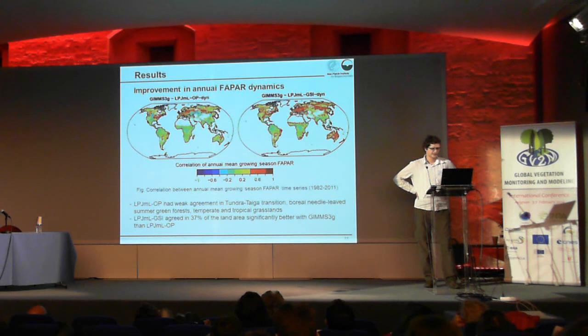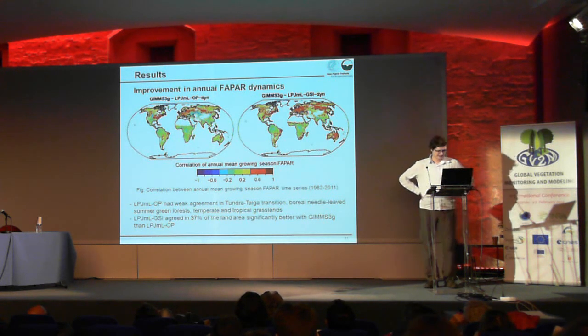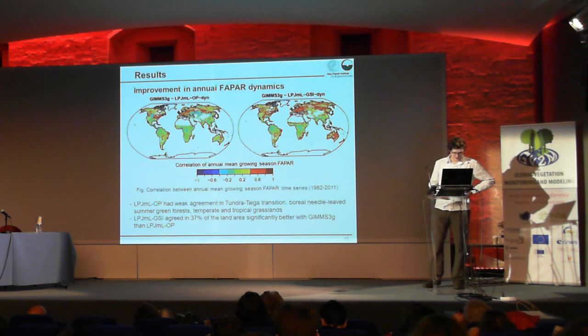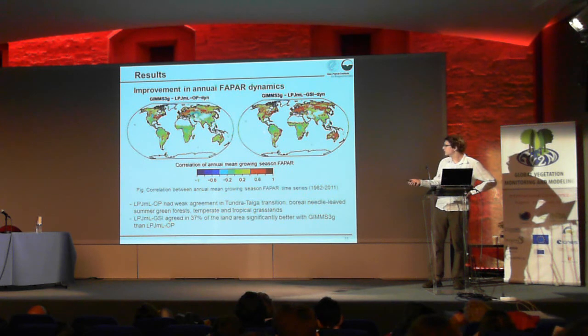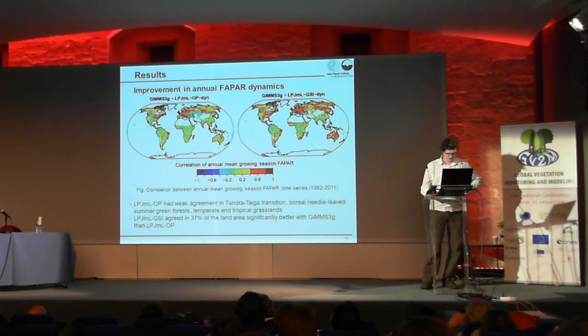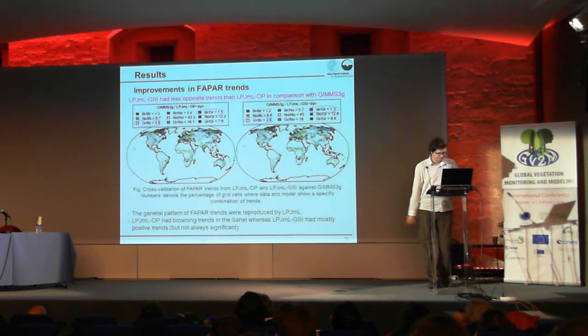But we also improved the model in terms of annual FAPAR dynamics. You can see here, there was, for example, a relatively weak agreement in the tundra to grass transition zone and it is now improved. And also for other PFTs there was an improvement. Overall, in 37% of the land area we matched the GIMMS data better with the newly implemented phenology.